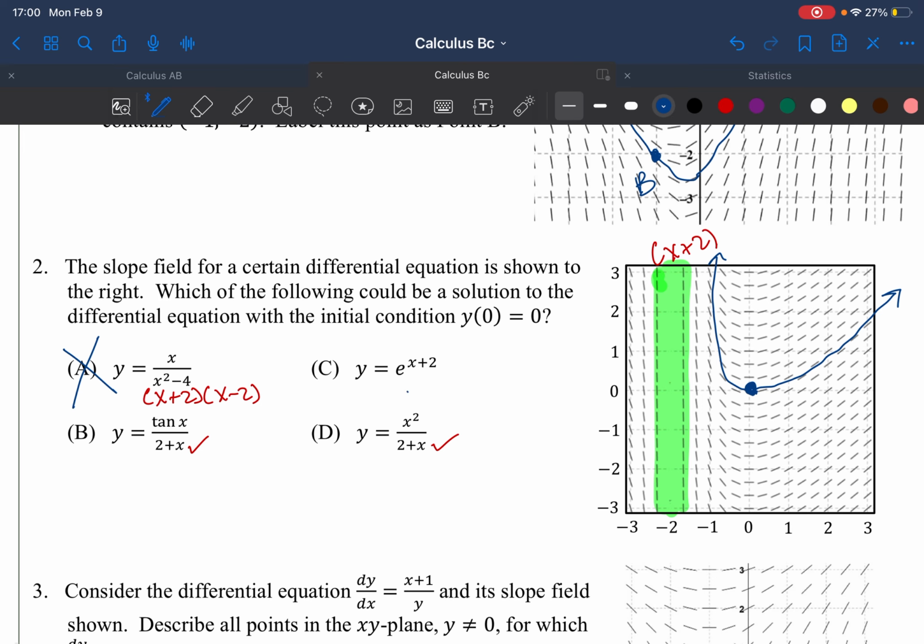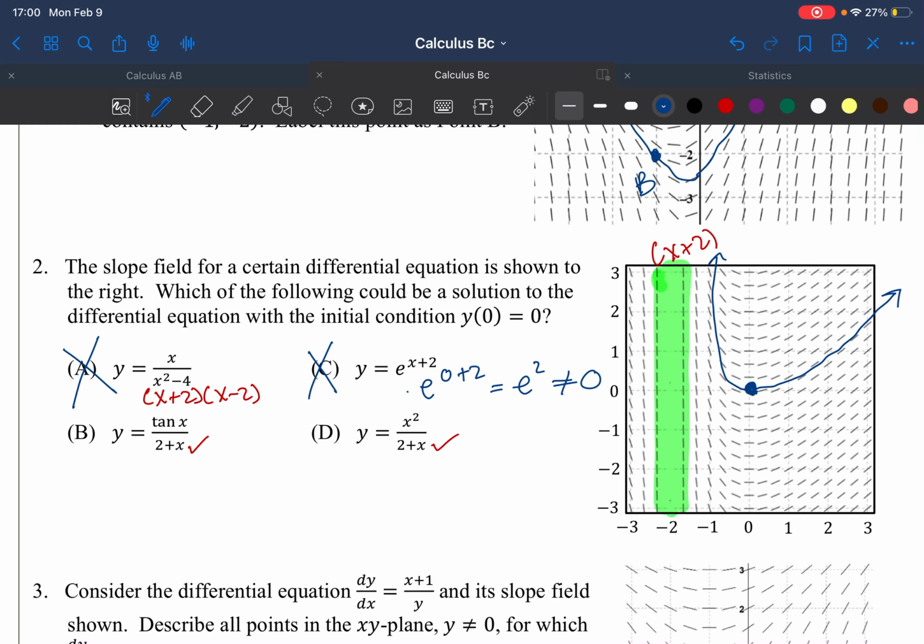And then we look at C. For C, we don't have a denominator, but we have that x plus 2 up there. So let's see what would happen if we plug in 0 for x and see if we get 0 for y. e to the 0 plus 2 is e to the second power, which is not 0, so it can't be C. That means the only possibilities we have are B and D.